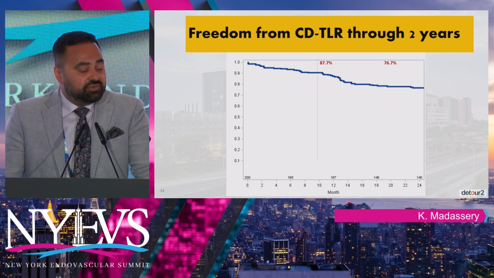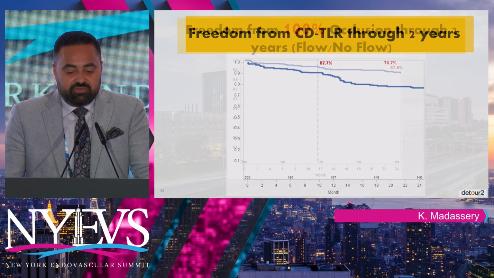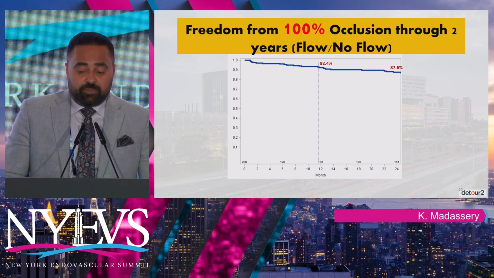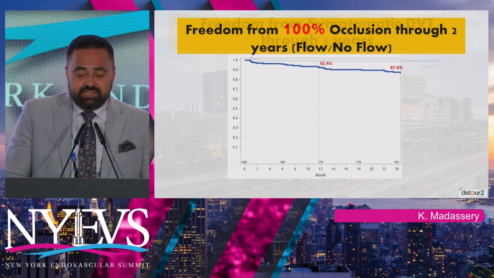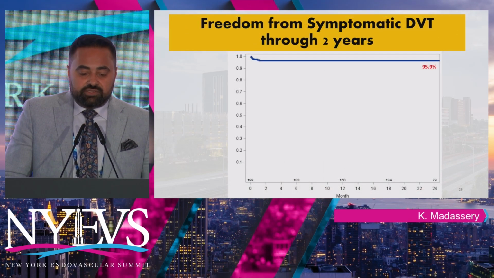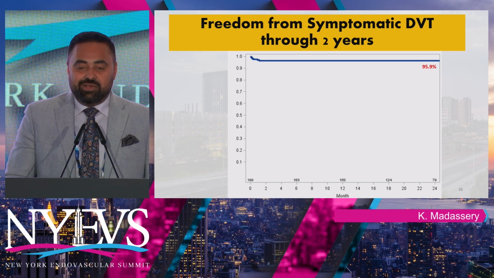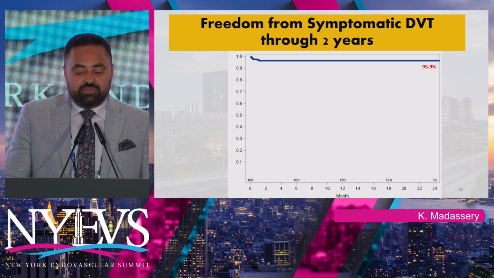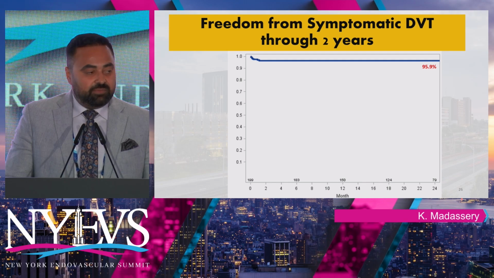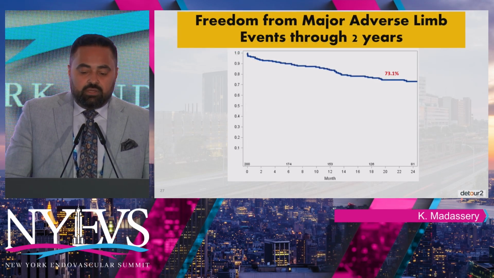Freedom from clinically driven TLR through 2 years at 77%, and freedom from 100% occlusion, meaning flow, no flow, at 87, 88%. This is interesting too, because this is the first thing that I thought of when I heard about this system a few years ago: what about the vein, what about the DVT? And through 2 years, freedom from that was almost 96%. More to come on that.